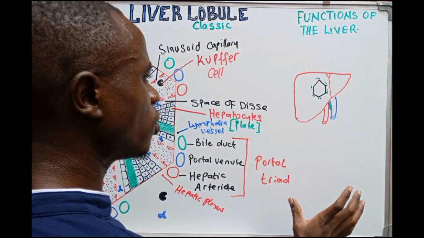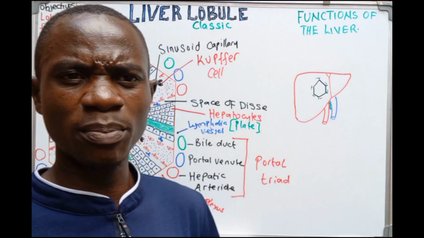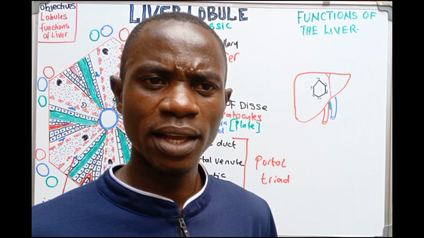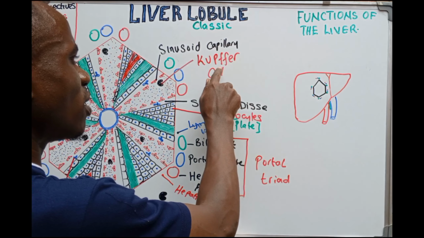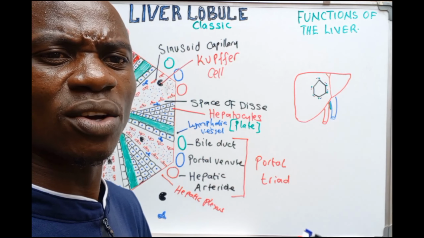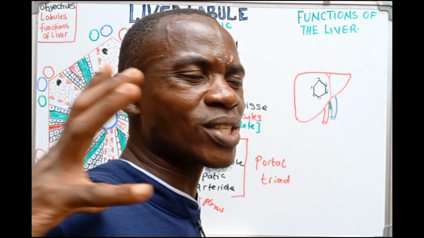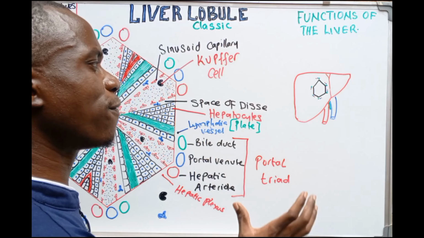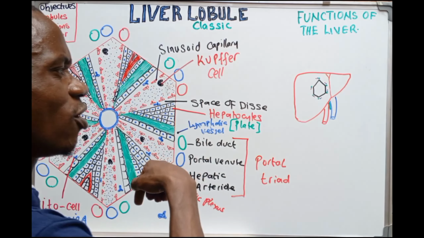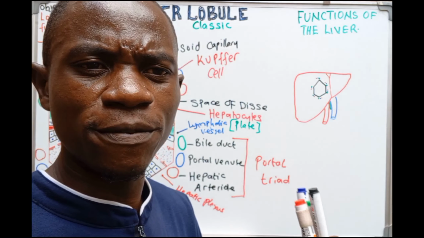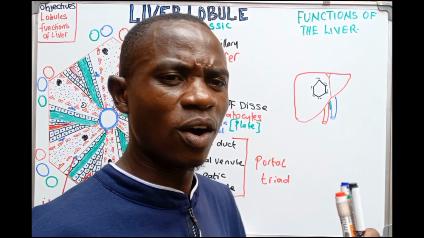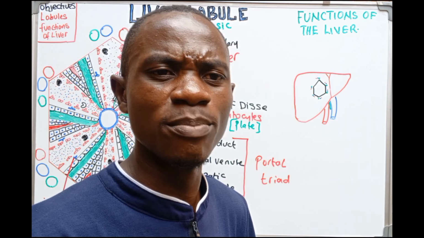This one is super important, playing a role in immunity. When you have a lot of substances being absorbed, for example pathogens and toxins, this Kupffer cell is going to make sure that all the pathogens are phagocytosed, such that before this blood leaves the liver to go into the general circulation, it is clean and free from infections. And that's why the liver also plays a role in immunity.